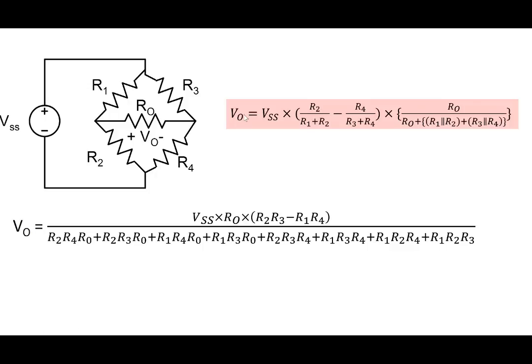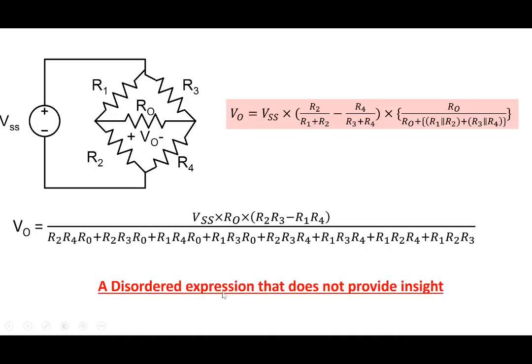But in terms of our ability to understand the circuit through the expression, well, these are quite different. I would like to say this is a highly disordered expression. A disordered expression does not provide insight into the roles of different components. Is the role of R1 same as the role of R3? Well, it's not very evident here. Of course, you can find it out, but it's not evident here.